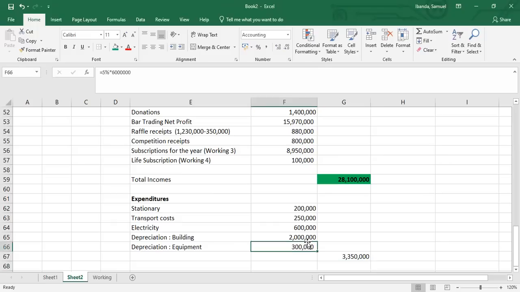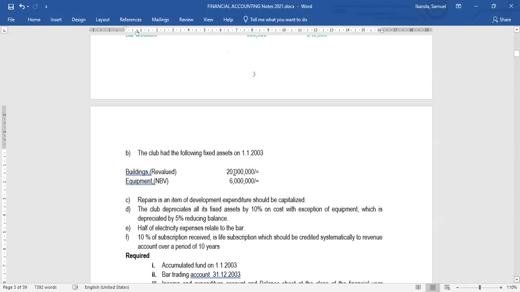The buildings, let me just confirm this for the building here, right? Shortly, what was the value of the building? The building is 10 million, so 10% of it, it's revalued at, okay, 10% at cost should be basically 2 million shillings. Okay, so right there I have 2 million.